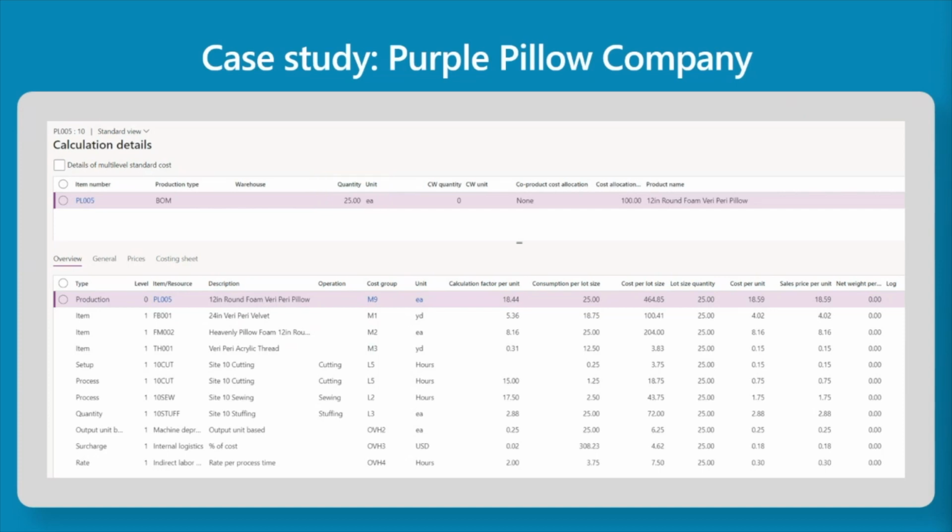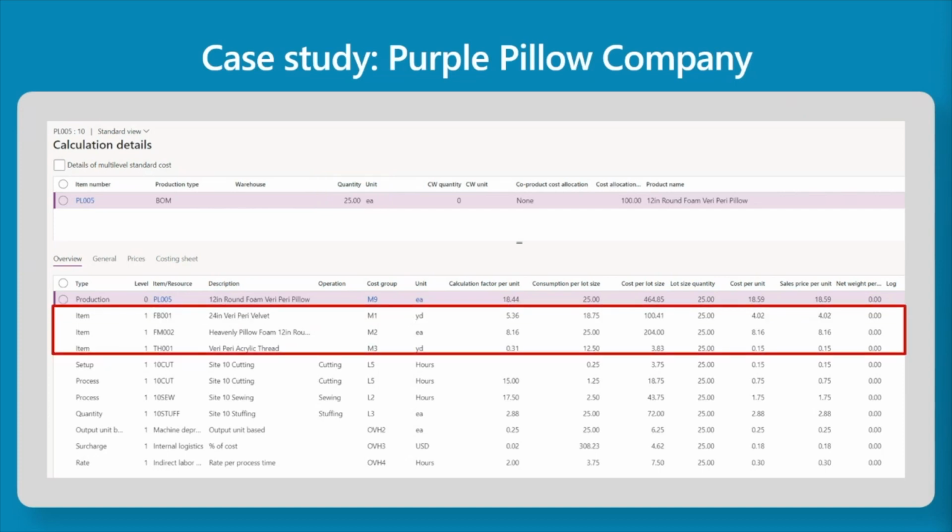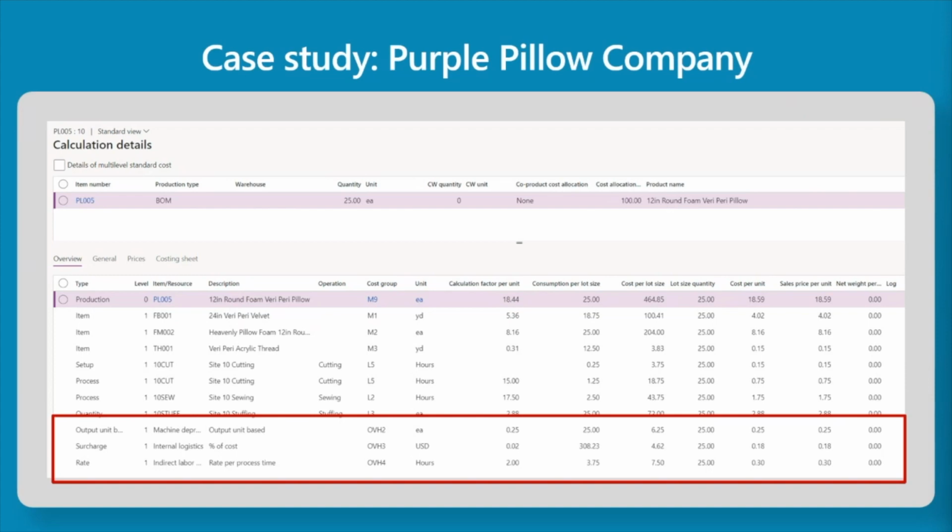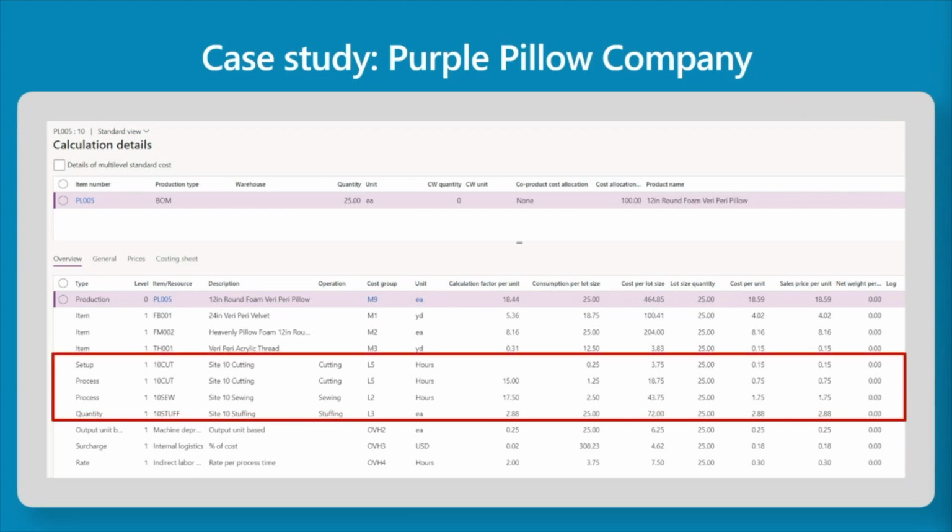You can see that the BOM has 3 items for fabric, foam stuffing, and thread. The route contains 4 lines in the cost calculation related to our 3 operations for cutting, sewing, and stuffing. In our example, the cutting has both setup and process time, while the sewing time only has a process time, and the stuffing operation uses the quantity output to determine the cost contribution.